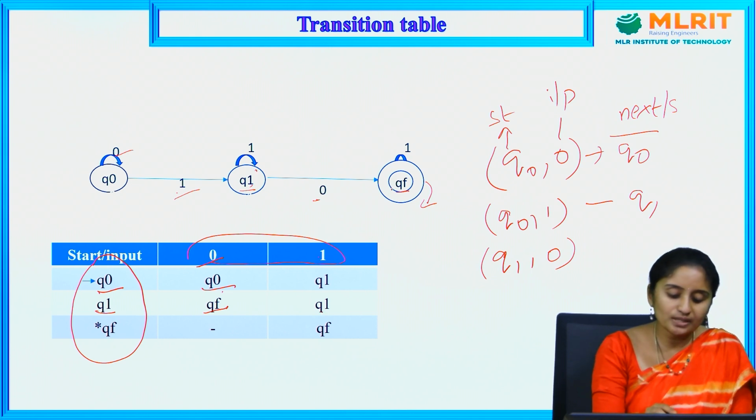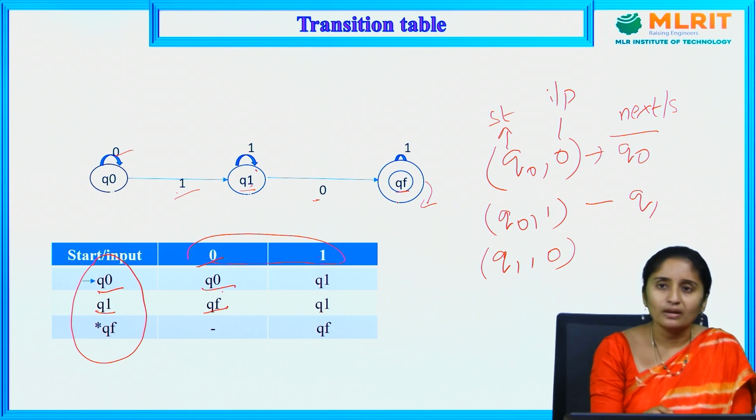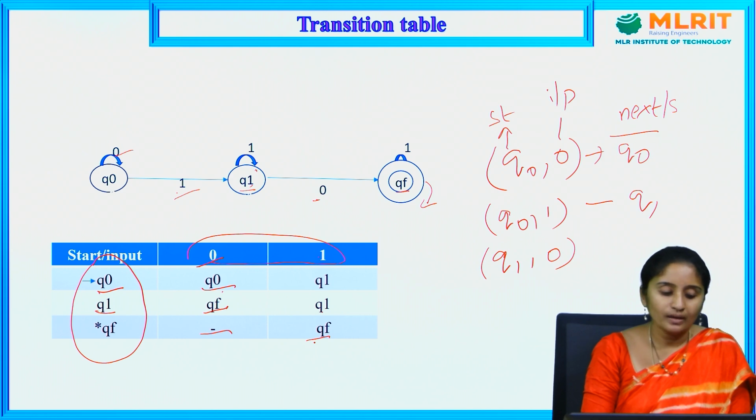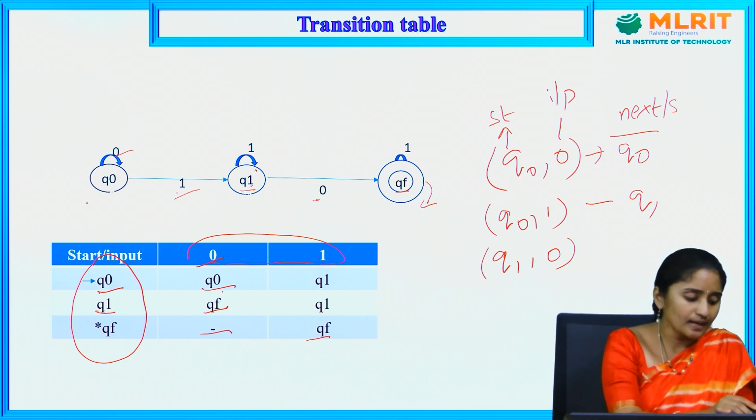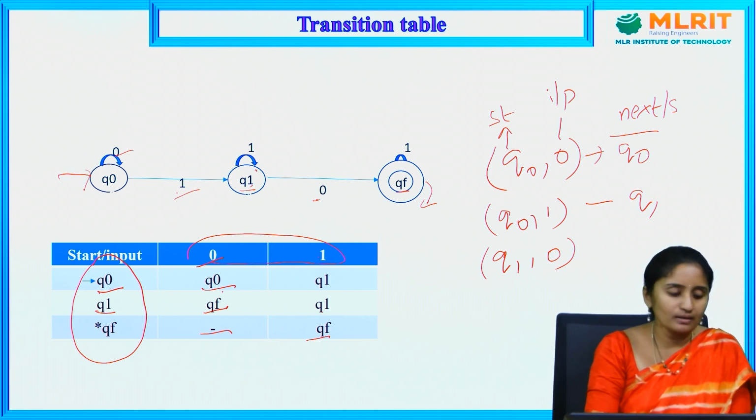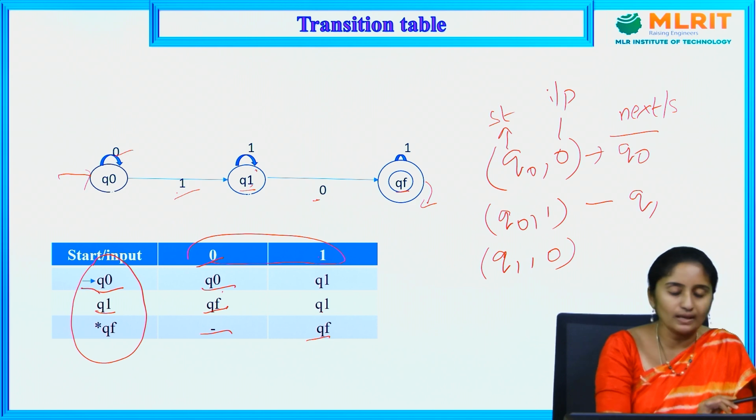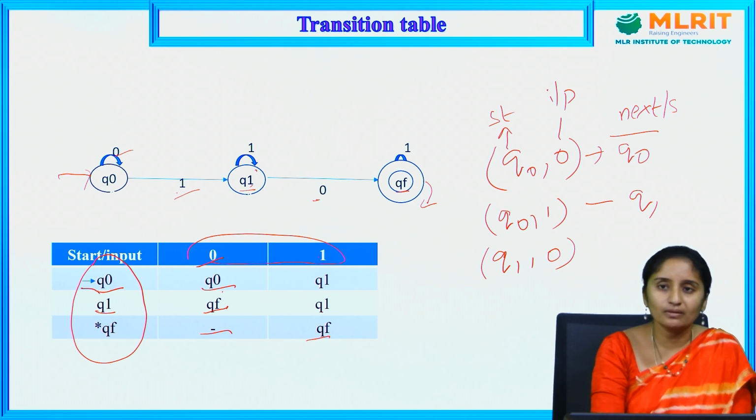QF on 0 input. Are there any 0 inputs for QF? No, it's not there, so nothing is there. So I kept it blank. QF on 1 input, where is it going? Self loop. So QF. See here, this is my starting state. The starting state is represented with an arrow.